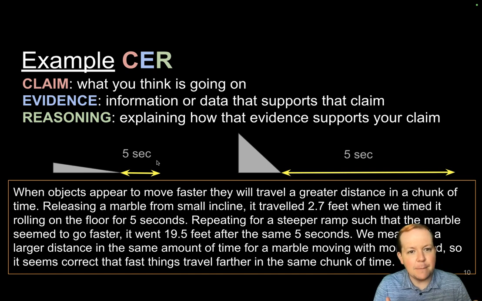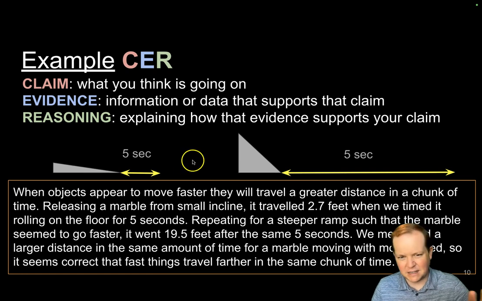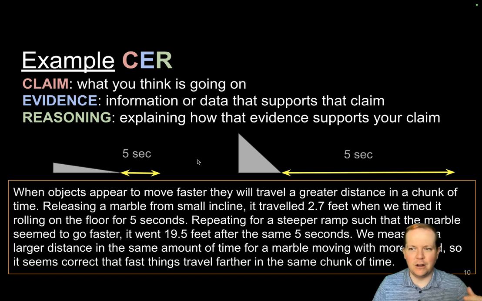Let's look at an example, okay? I kind of made up just in my head a little model example that we could use to write a CER. This is overly simplified. Maybe it's a little obvious, like, well, of course this is true, but that's not what's important. What's important is seeing how we can write a claim, evidence, and reasoning as a way to finish, to finalize, to summarize, say, a lab experiment. This is what it says. When objects appear to move faster, they will travel a greater distance in a certain chunk of time. Okay? Releasing a marble, this is kind of summarizing the lab.